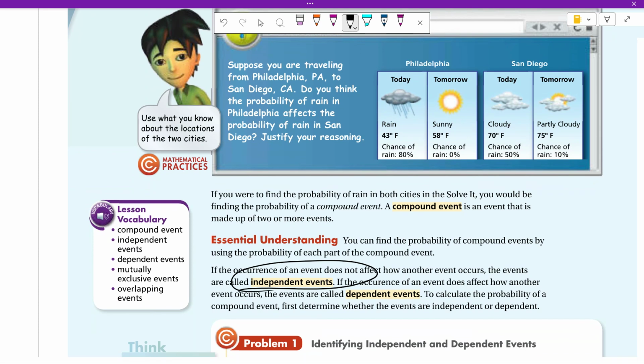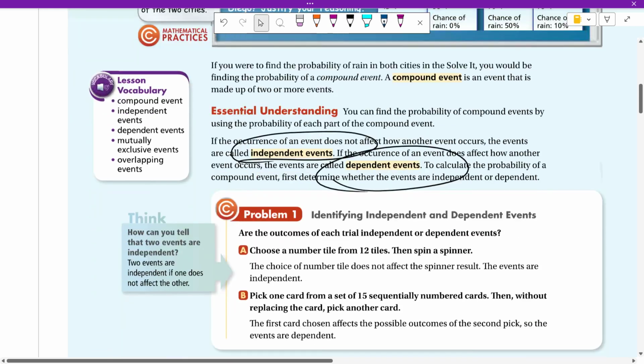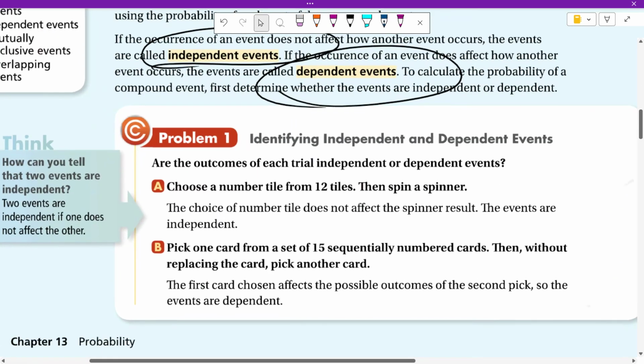Okay? Independent events, probability of one does not affect the probability of the other. But if they're dependent events, then the probabilities affect each other. So you have to know when things are independent or dependent. Okay?